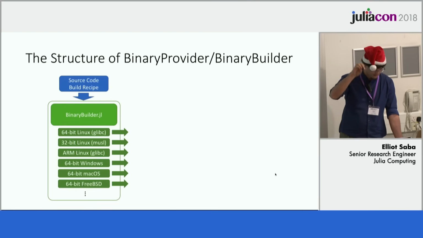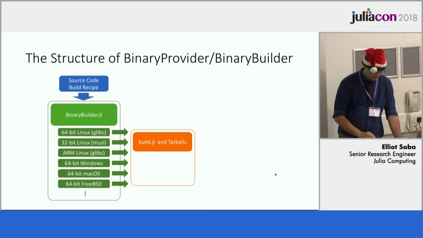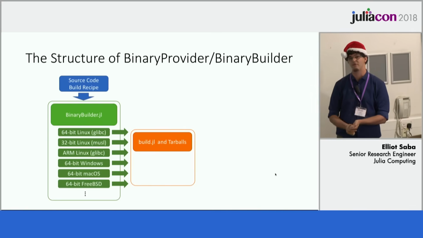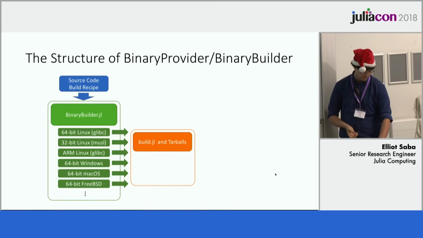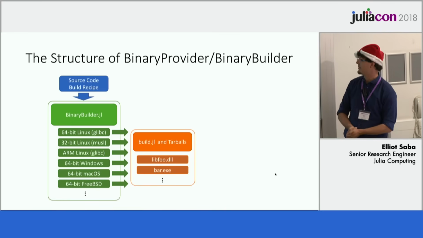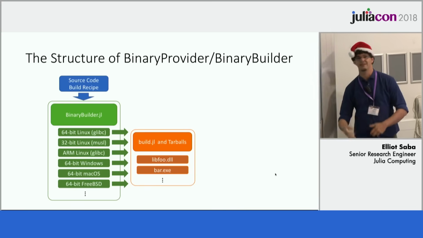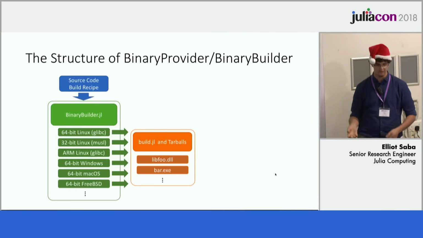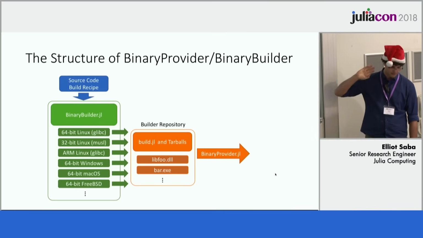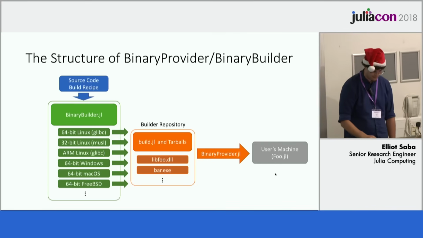BinaryBuilder.jl, when you pass it this source code and this build recipe, is going to make what's called a build.jl file. This is pretty familiar for those of you who have used any kind of BinDeps stuff before, and it's also going to generate tarballs for each one of those different platforms. The tarballs will have things like libfoo.dll or bar.exe inside of it. Those files will then be provided through BinaryProvider to the user's package.